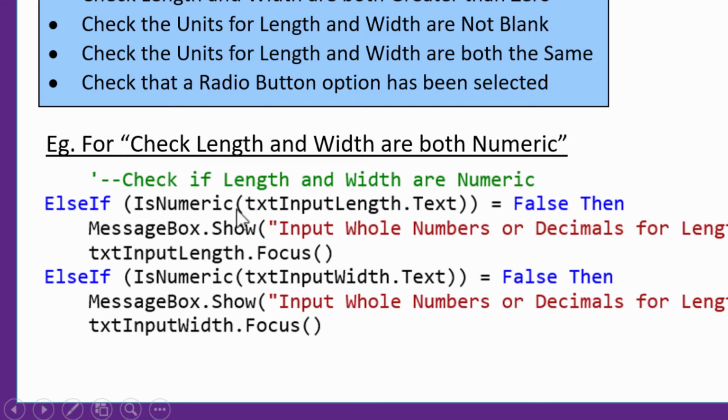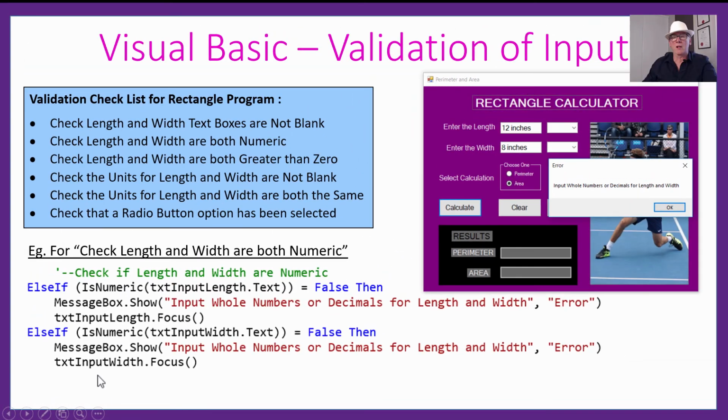If that comes up false, that it's not numeric data in there, then we're going to put up this message box to them and tell them, hey, you've got to input some whole numbers or decimals for length and width. You've got an error here. And it also checks what's in the width text box with this second lot of code here. Again, if that's false, if it's not numeric, it's going to put out a message for them. If there are numbers in both of these boxes, then it's fine, and it won't actually go in and look at any of this code. It'll just go, oh yep, it's numeric, skip to the next one. Oh yeah, it's numeric, and then it'll skip to the next one in the program, okay?